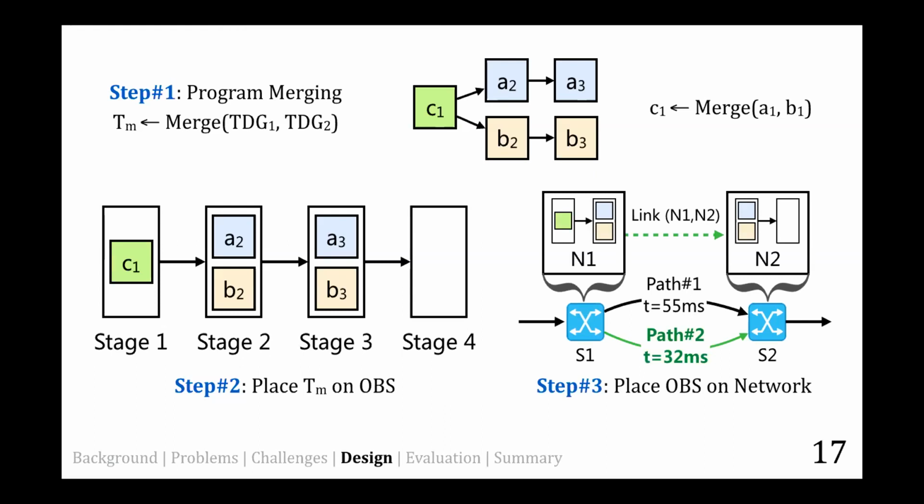Finally, SPEED maps the OBS onto the network. The network has 2 programmable switches, which are directly connected with 2 paths. The first path transfers packets at a cost of a latency of 55 milliseconds, while the latency of the second path is 32 milliseconds. The OBS placement finds the performance-optimal placement on the substrate network. First, it uses the second path with the minimal latency for the communication between the second OBS stage and the third OBS stage. In this step, SPEED guarantees that the packet processing performance is maximum, such that it achieves high performance.